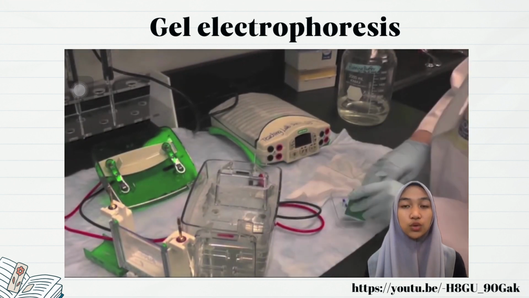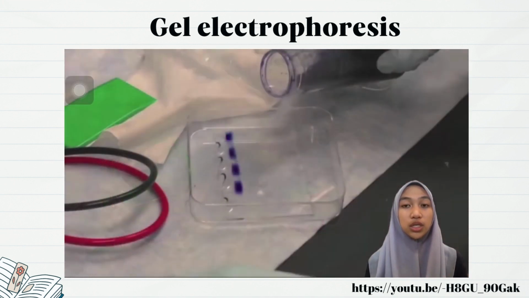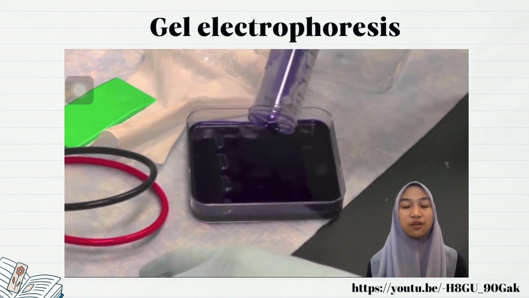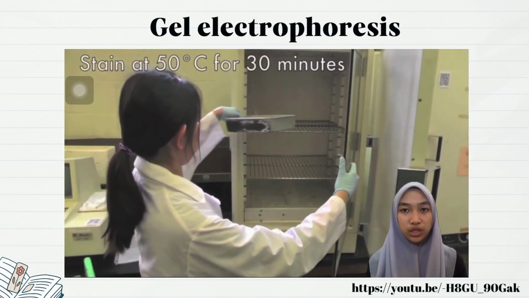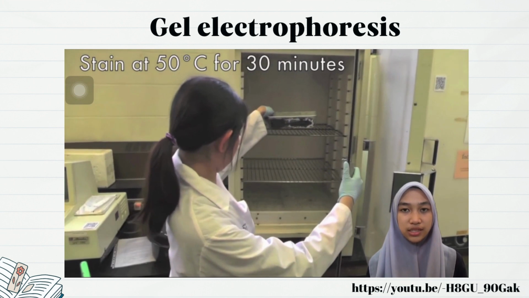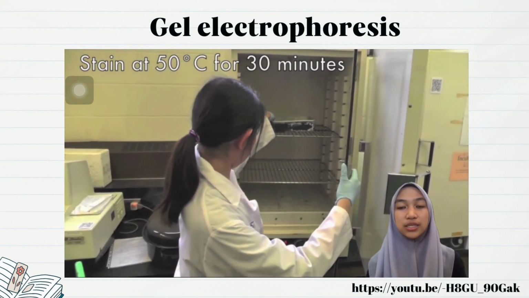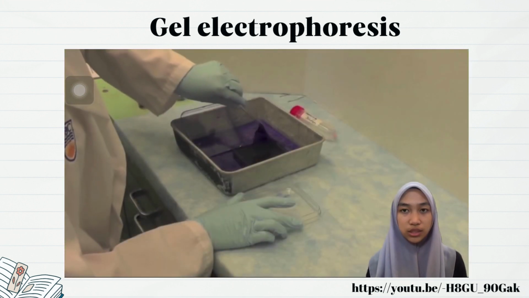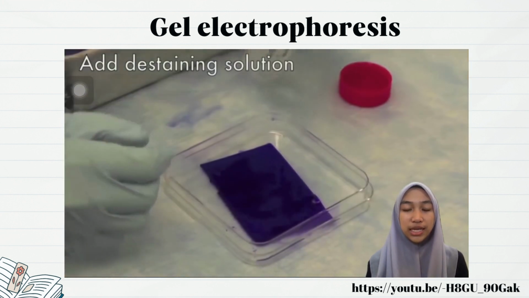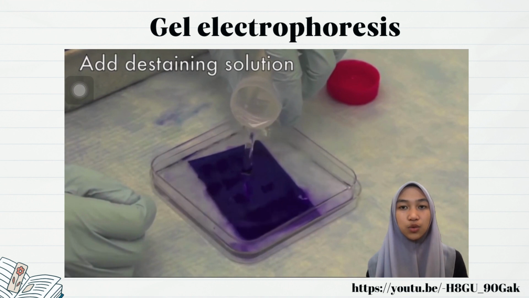Transfer the gel into a square petri dish, then pour the Coomassie Blue staining solution into the petri dish, submerging the gel fully. Place the square petri dish in a metal tray to avoid spillage in the incubator. Then, place in a 15 degrees Celsius incubator for 30 minutes. Remove the gel with a tweezer and make sure you can observe clear bands on the gel before discarding the staining solution and replacing it with the destaining solution.